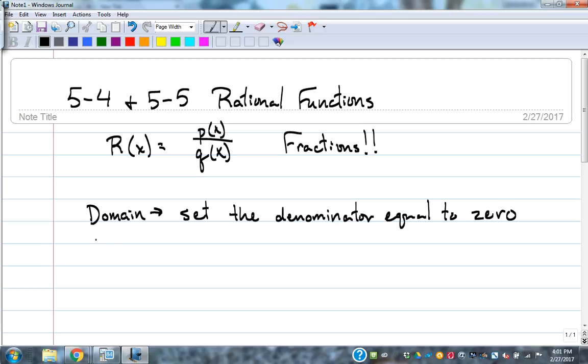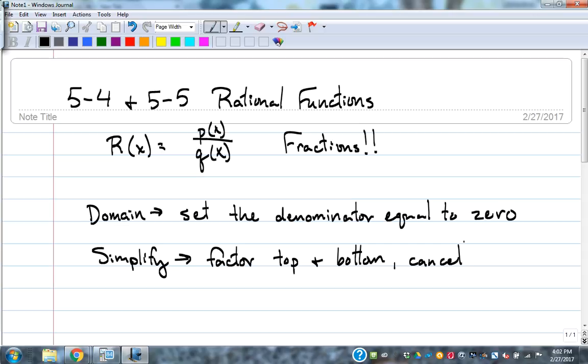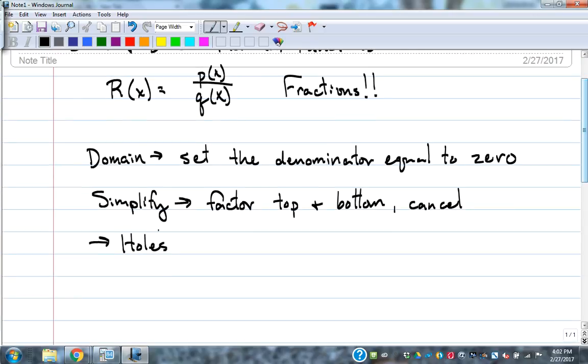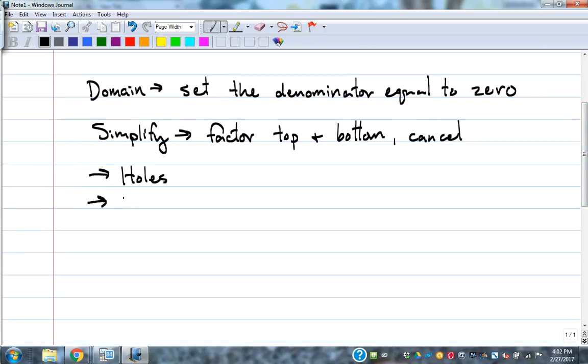The next thing we want to do is simplify. And that involves factoring. Factor top and bottom, and then cancel what'll cancel. Not always going to simplify, but sometimes a factor will cancel out, and we see what happens there. From that simplifying, that's when we get holes, and then with that gets us into asymptotes.